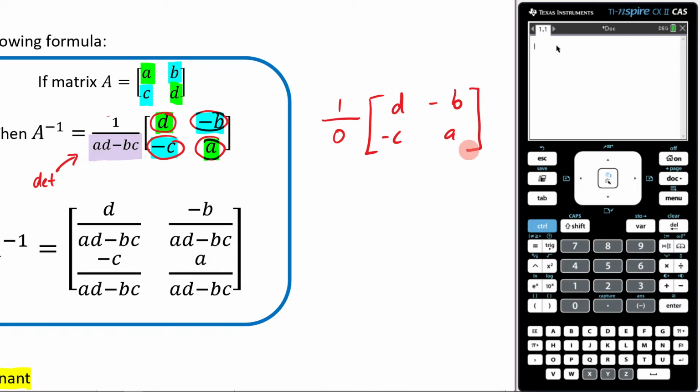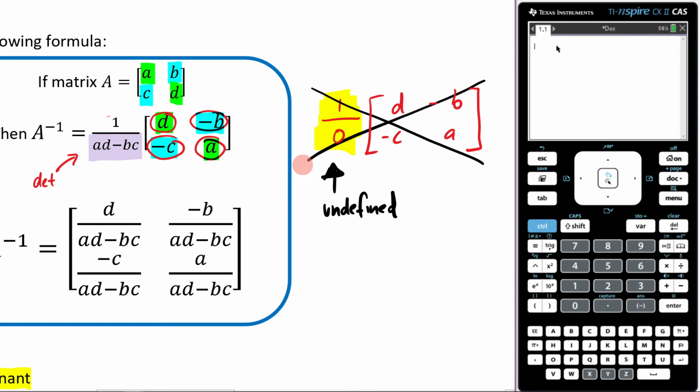Can someone tell me, what is 1 divided by 0? Well, this is a notorious thing in maths. This is undefined. Which means the whole thing doesn't work. It doesn't make any sense. So that's why if you get a determinant of 0, you can't find the inverse. There is no inverse. The inverse would be undefined. So that's why if you find that your determinant is 0, there is no inverse.